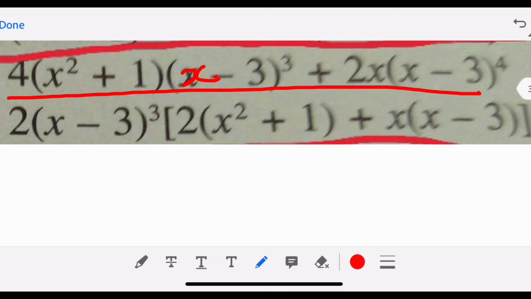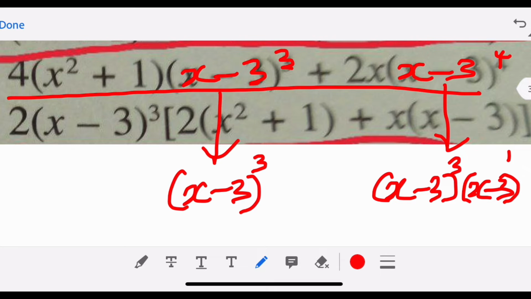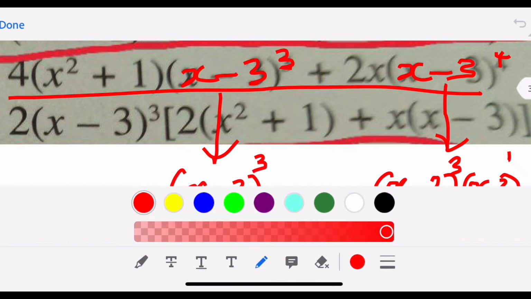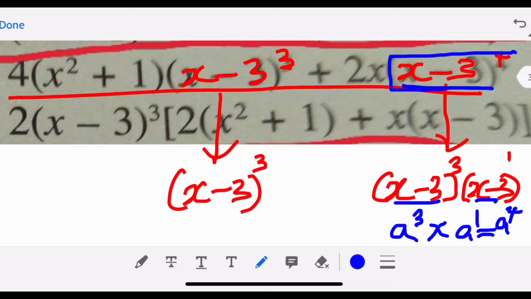As you can see, you have x minus 3 here, you have x minus 3 here, right? This is power 3, this is power 4. So in this case, we always make the lower power as our factor. So for this one, I will write (x minus 3) power 3 and (x minus 3) power 1. You know why? Because as you learn in the index numbers, this is a^3, this is a^1. Then a^4 will be this thing, (x minus 3) to the power 4, right?